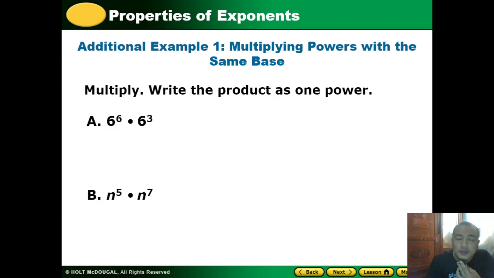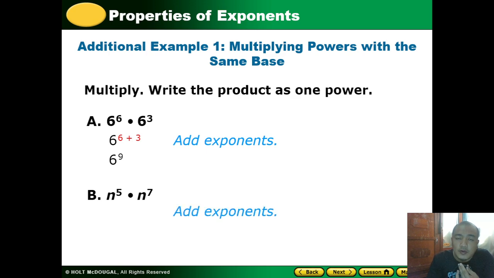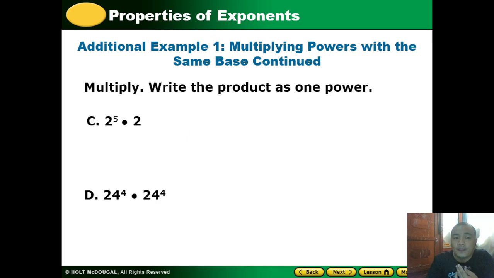Example, multiplying powers with the same base. Write the product as 1 power. 6 to the 6th power times 6 cubed, letter A. The answer is add exponents, keep the base. Answer is 6 to the 9th power. B, n to the 5th power times n to the 7th power. Add exponents because they have the same base. Keep the base. 5 plus 7 is 12. n to the 12th power is the answer.